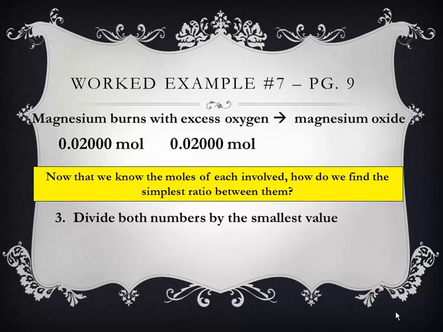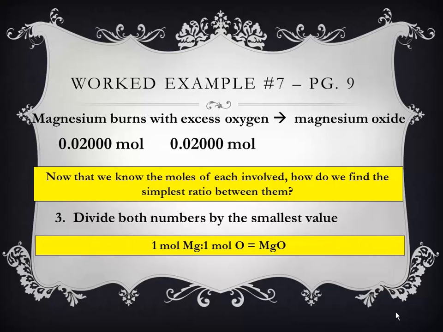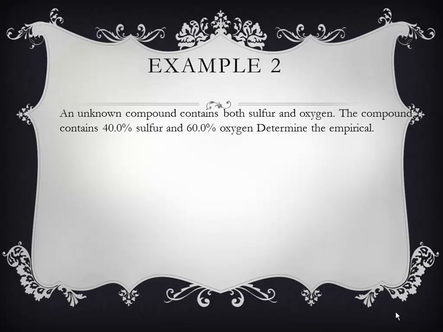Now we just got to find the ratio. Since they're both the same value, it's going to be 1 to 1. So the formula for magnesium oxide would be MgO. So it's a little different type of problem. You have to do a little subtraction, but once you find the grams of both, same steps. Find molar mass to find the moles, and then do the ratio.